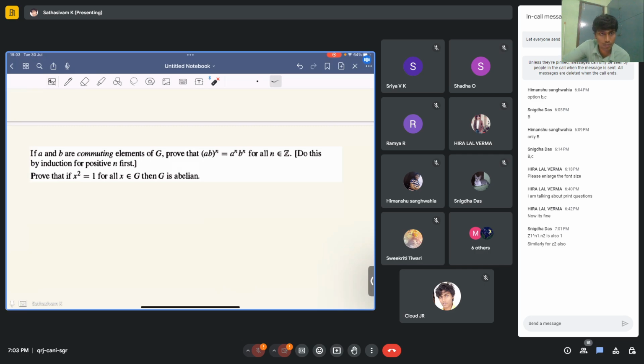Just 1 minute. There is one comment here: N1 N2 is also equal to 1. Yeah, that is correct. So it's not always true. If you take a random group, let's say for example a matrix group, this is not necessarily true. But as long as your elements commute, you can separate it. Otherwise, if they do not commute, you cannot separate, right?